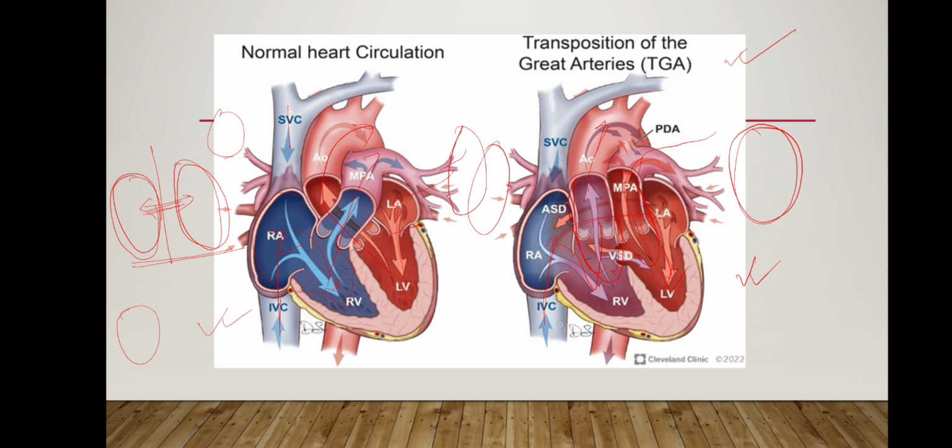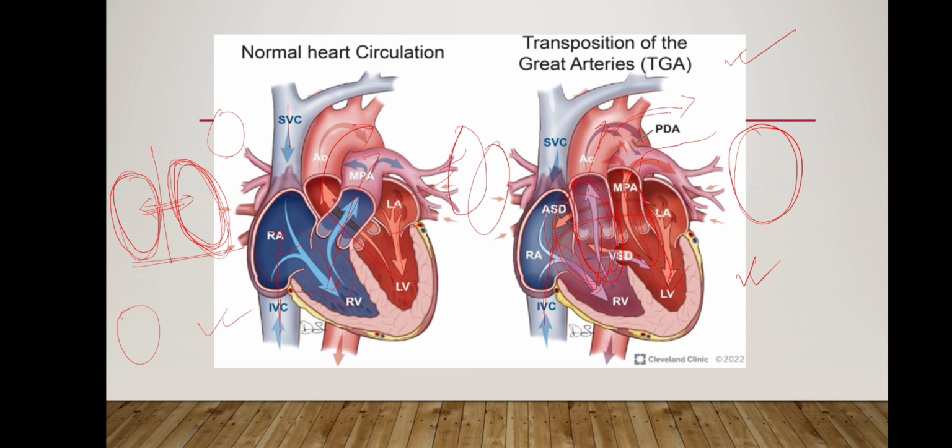So if the oxygenated blood is not going to the body, that's why there is cyanosis since birth. So most of the TGA is divided. This is the main pathophysiology of TGA. That means the oxygenated blood is going to the lung and back to the heart, and the deoxygenated blood is going from the body to the body and to the heart. So there is no mixing.